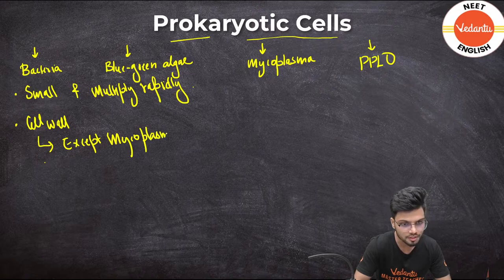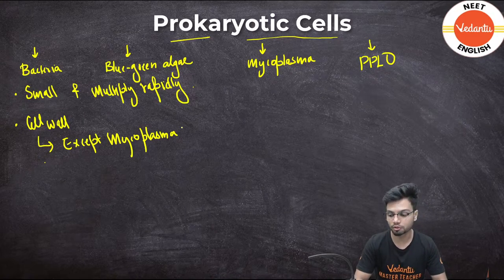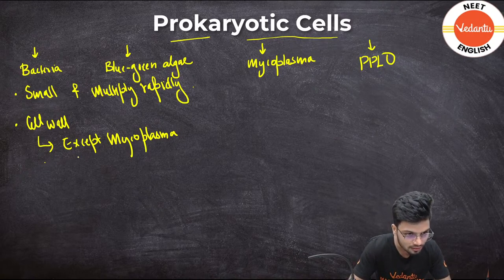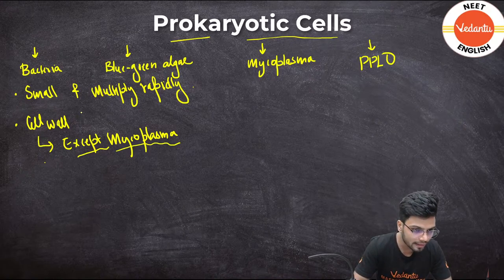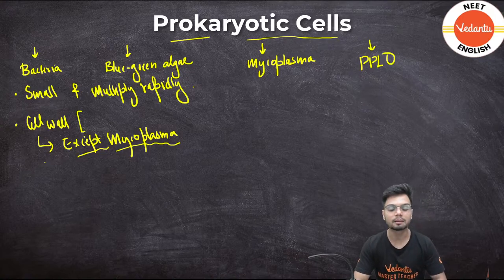Now, this is where the questions will come from. Questions will not come from something like, "Sir, bacterial cells have a cell wall, true or false?" You don't get questions like this. Questions will come from exceptions like this: except the mycoplasma. Now, quickly tell me in the chat, what is the cell wall made up of?